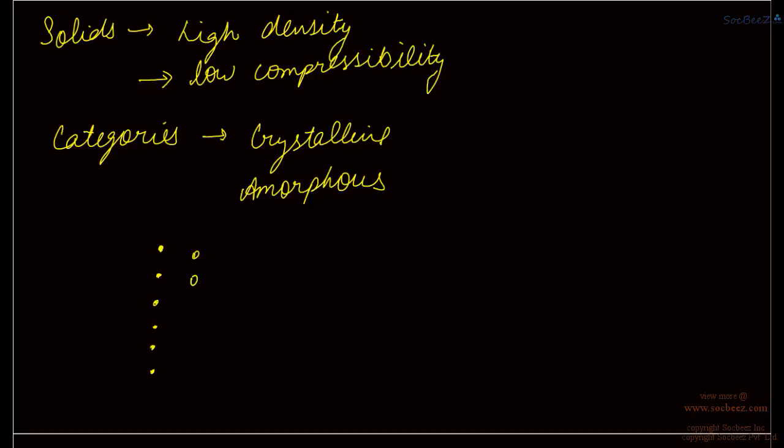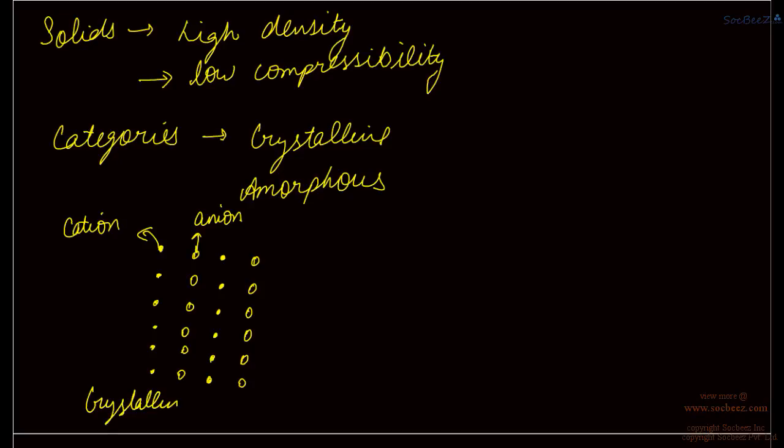Suppose a proper arrangement of different types of ions is there in a material. That is the characteristic of crystalline solids. Suppose this represents cation and this represents anion. As you can see, there is a proper arrangement of cation and anion in this diagram. So this is the characteristic of crystalline solids. Whereas if the diagram is more randomly arranged, with an anion here, a cation there, then another cation, then an anion, with no particular order, this is what is generally represented by amorphous solids.